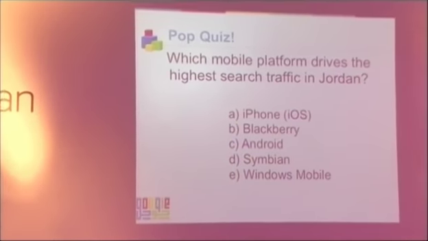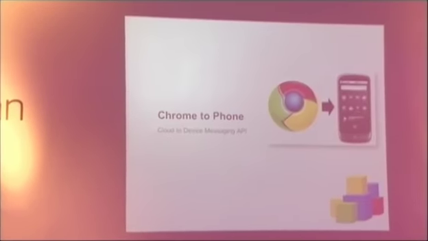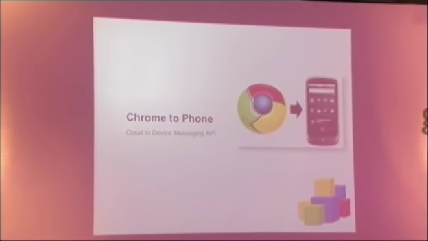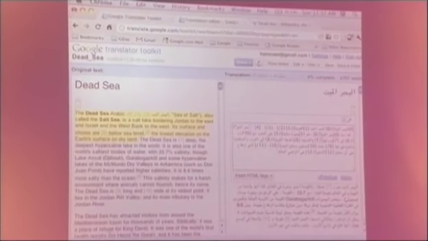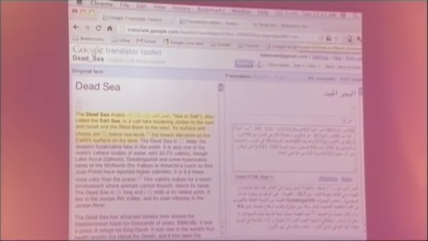Okay, great. So let's actually get into the demos now. The first one I'm going to show you is Chrome to Phone. This is an actual Chrome extension that is launched with Chrome, and you'll see it right here. This is what the Chrome to Phone extension looks like.